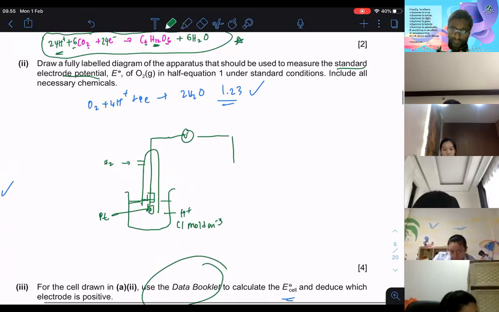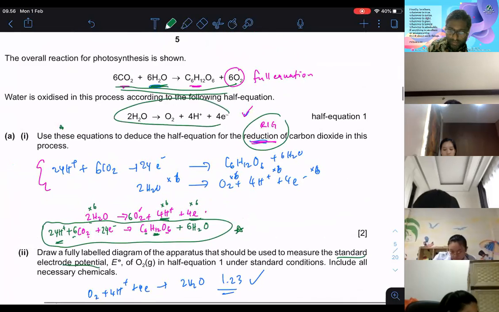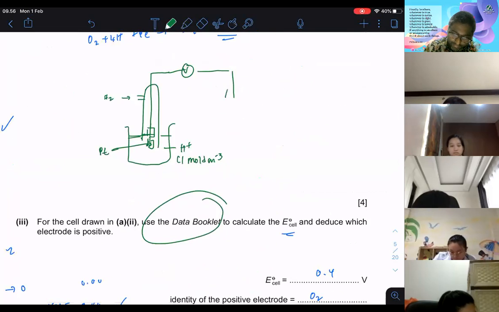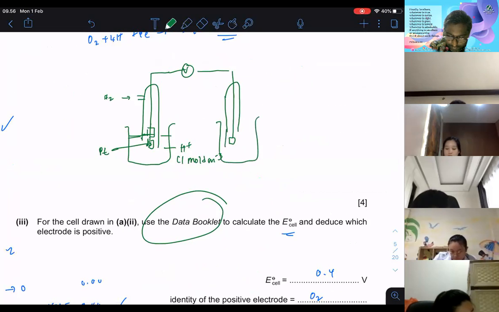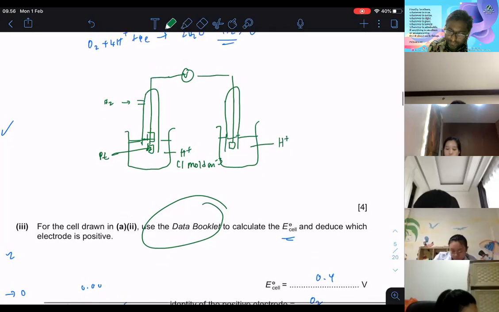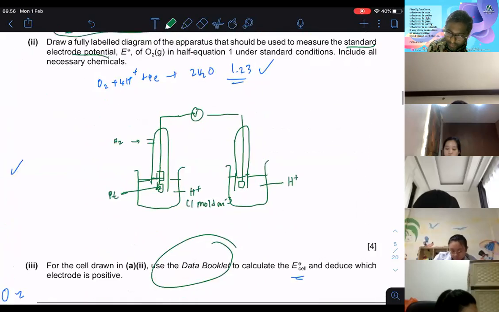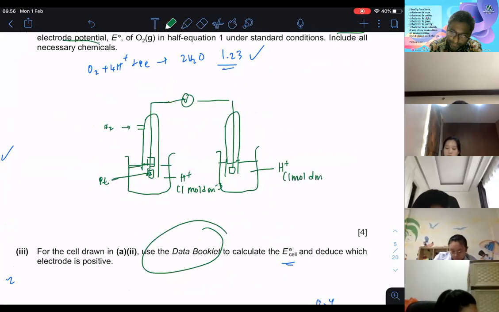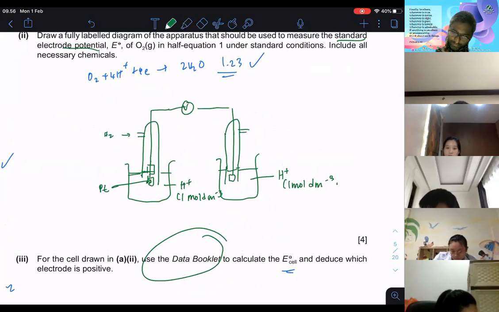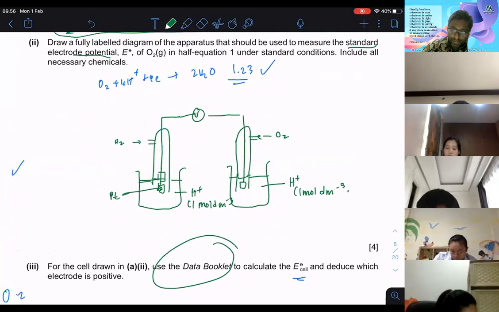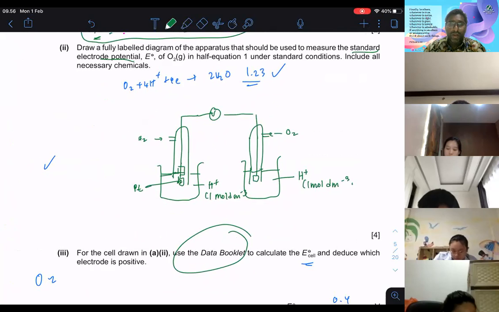Then again, this is going to be related to half equation 1, so water and oxygen. You are going to relate to oxygen, so again, gas. You still need another platinum here. So again, H plus, 1 mole per dm cube. This one, oxygen. So this is going to help us find out what V is.